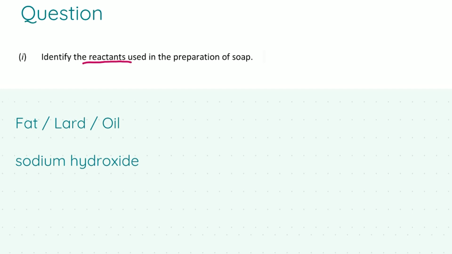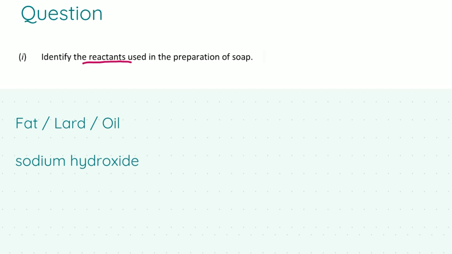They also accepted triglyceride or glyceryl tristearate as well. Stearin, tristearin, any of the above. Really anything fatty, oily, any of those substances you can use to make soap with. But you also needed a salt as well. In this case, sodium hydroxide, or they also accepted potassium hydroxide. So you need both of these for the preparation of soap.